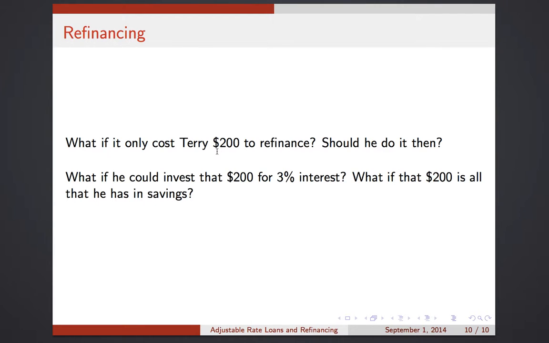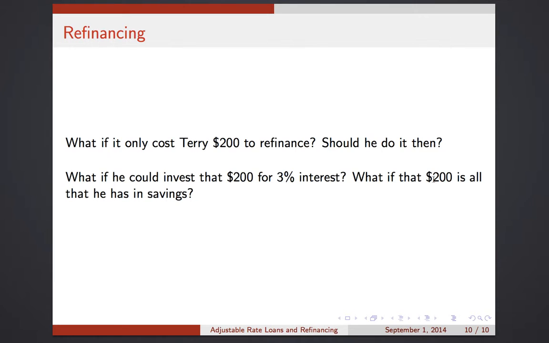Well, I could pay that $200 now, but what if I could invest it for a certain APR, right? What if I could sink this $200 into a mutual fund that's getting 5%, 3%, whatever? Then you might still be better off just doing that than saving $37 or whatever it was, right? Another consideration to think about is, what if that $200 is all you have in savings, right? Is it worth emptying your savings account just to save yourself some interest on a loan?